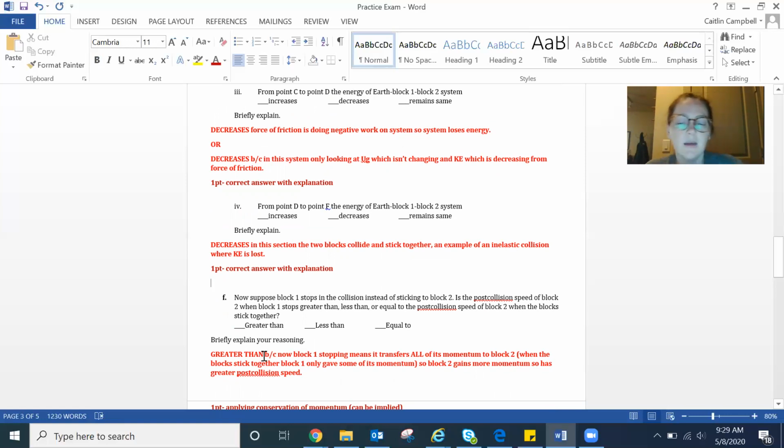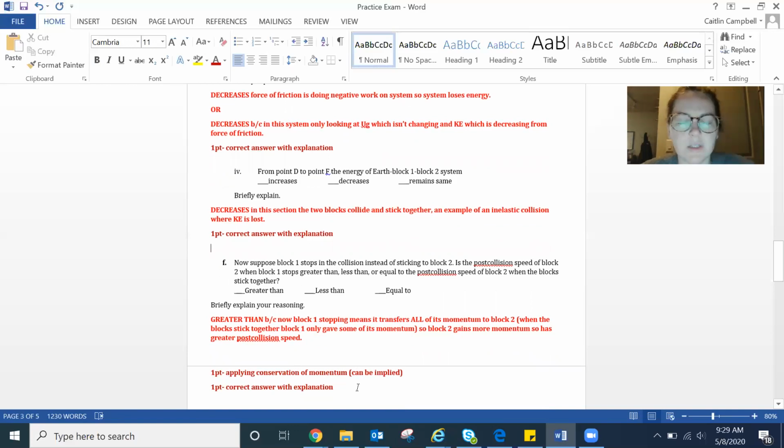So I said, okay, at first they're sticking together. Now if it stops, Block 1 gives all of its momentum to Block 2. So Block 2 now has more compared to before when they stick together. This one kept moving, so it only gave some of its momentum, so Block 2 only got some of its momentum. So in the case where 1 stops, Block 2 gains more momentum, so has a greater post-collision speed. Here I made this one worth 2 points, so applying conservation of momentum.